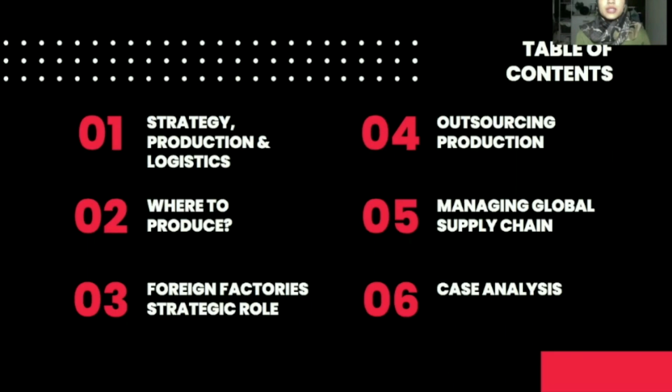So there are 6 components that we would like to discuss in this presentation. First is strategy, production, and logistics. Second is where to produce. Third is foreign factories' strategic role. Fourth is outsourcing production. Fifth is managing global supply chain. And the last one is case analysis.